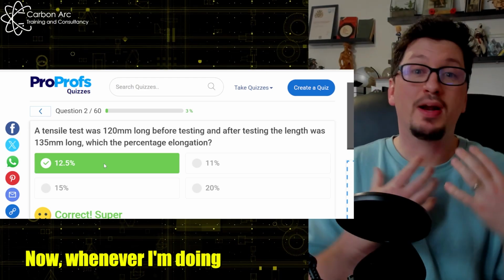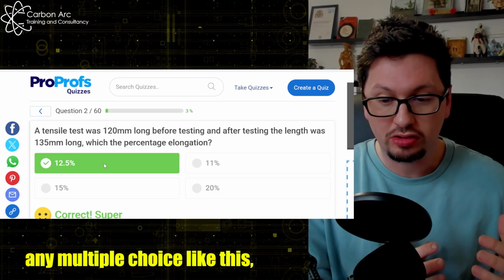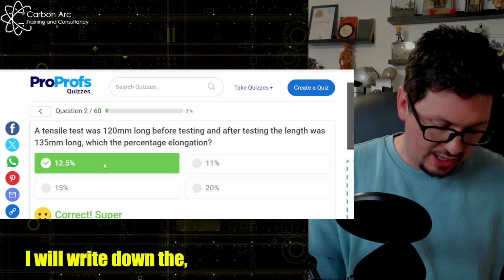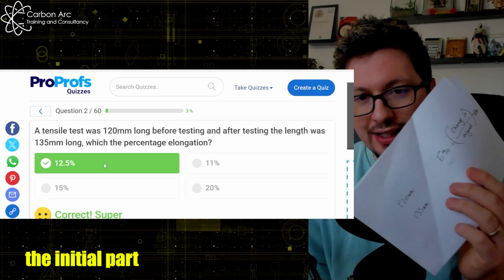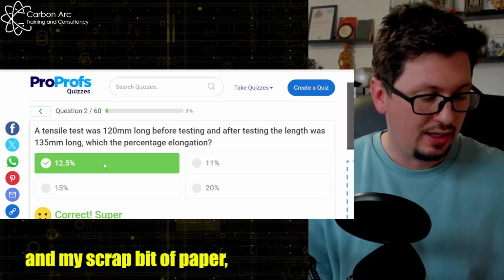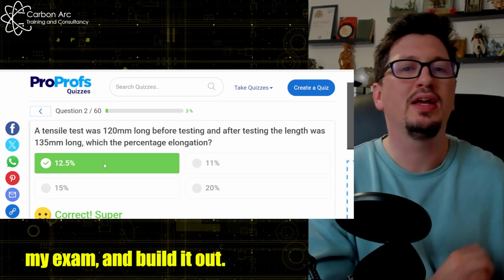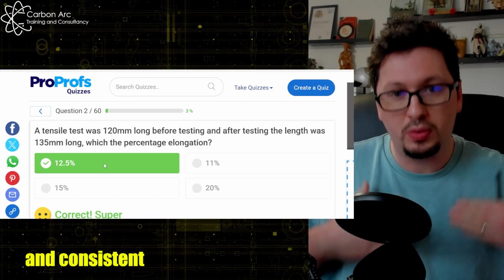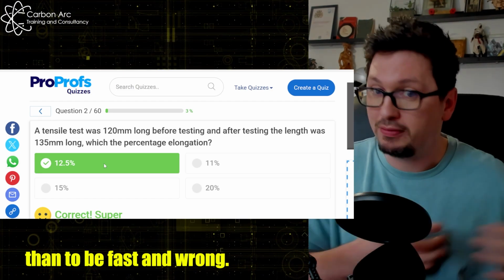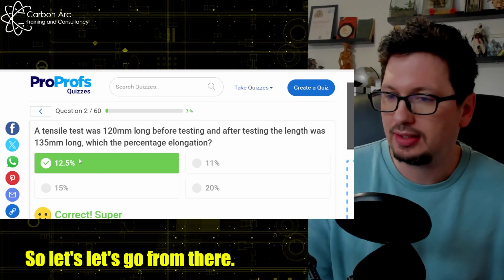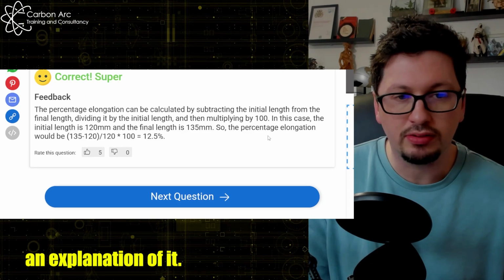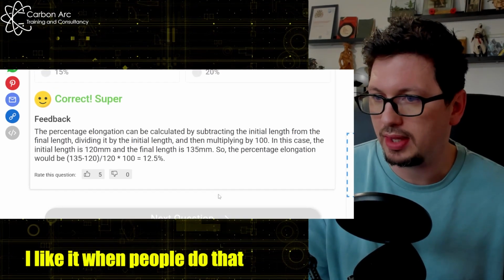Now, whenever I'm doing any multiple choice like this, I always go through all of the profile. I will write down the initial part on a piece of paper, my scrap bit of paper, in my exam, and build it out. I feel it's better to be slow and consistent than to be fast and wrong. Yeah, so let's go from there. Oh, and they even give an explanation of it. That's good. I like it when people do that.